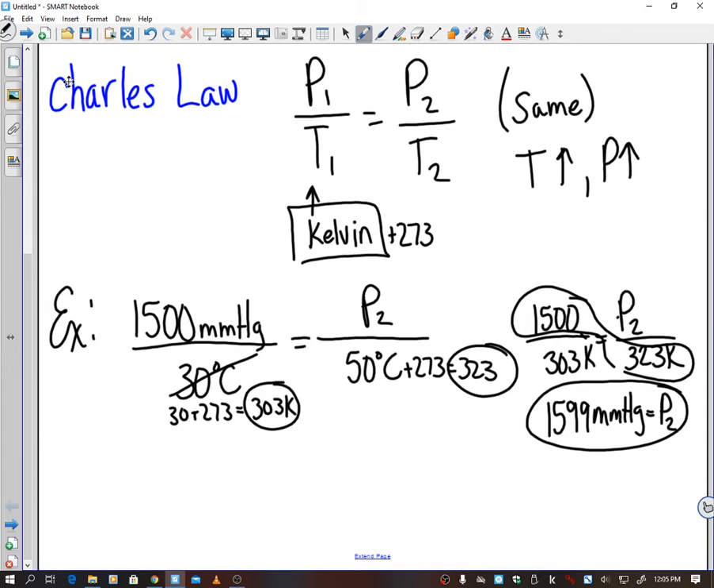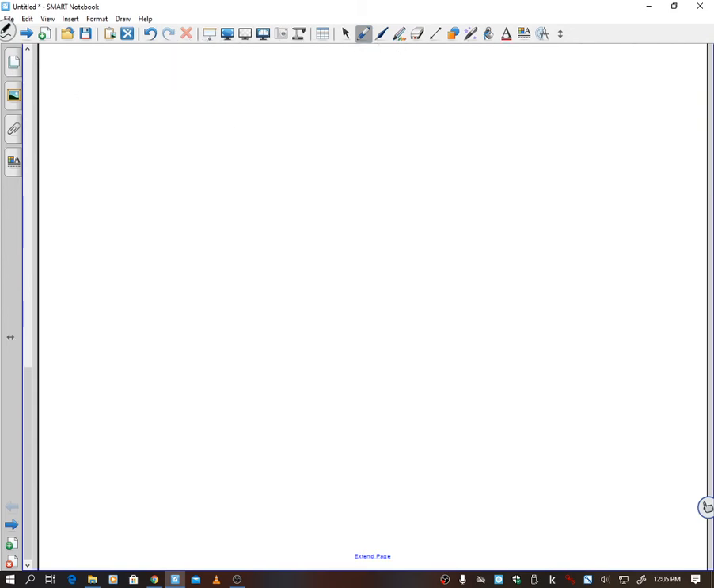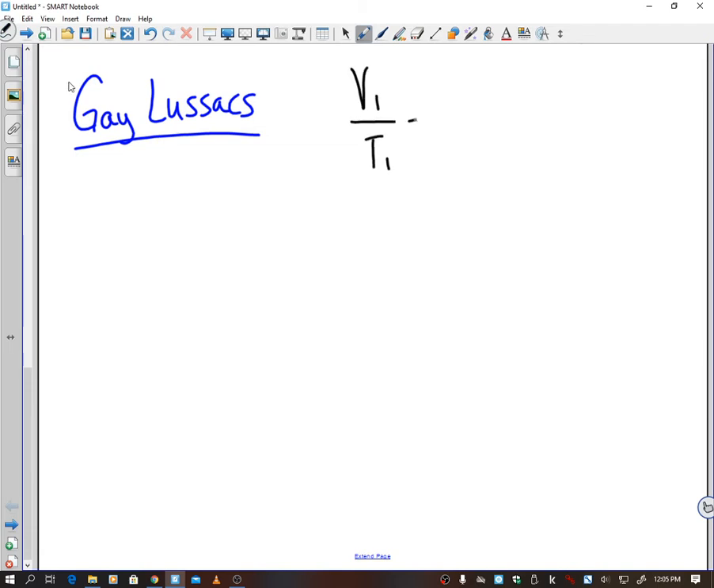Gay-Lussac's is the exact same, only instead of pressure, we're going to talk about volume. All right, so I've got V1 over T1 equals V2 over T2. And anytime you see temperature, if temperature increases, then my volume is going to increase. If my temperature decreases, then my volume is going to decrease.